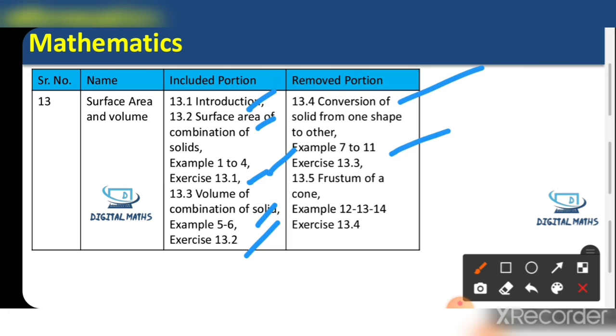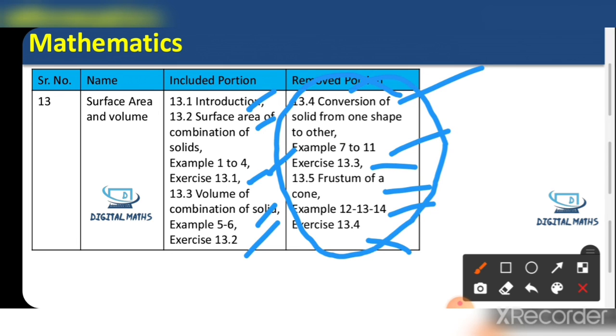example 7 to 11, exercise 13.3, frustum of a cone, example 12, 13, 14 and exercise 13.4. All the important syllabus is removed from your 10th standard. It is very glad and also sad news, because it is very important for 12th science standard.